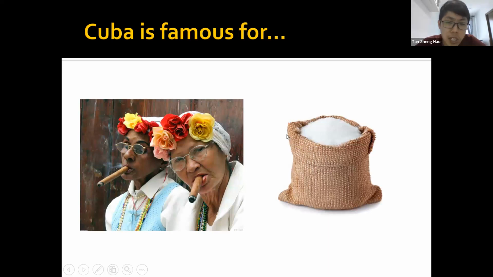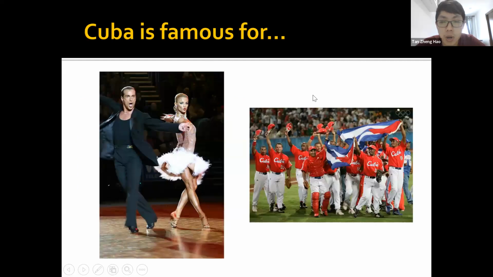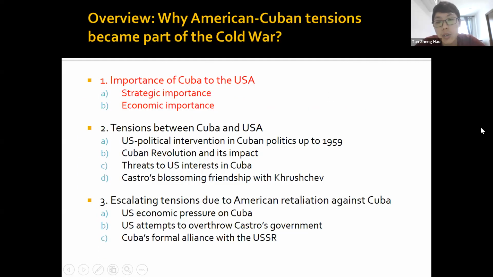Cuba, a few things you need to know. It's mainly famous for its agricultural products, like cigars, and this bag is sugar. Later you will see the US is very interested in these 2 things, and when the US later starts to lose access to them, it created a lot of tension. And a few sports and so on.